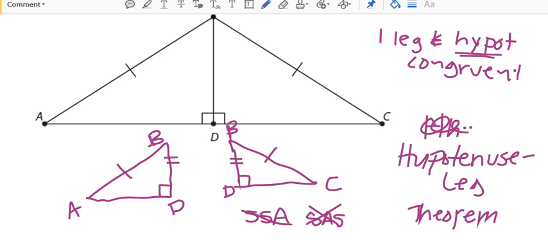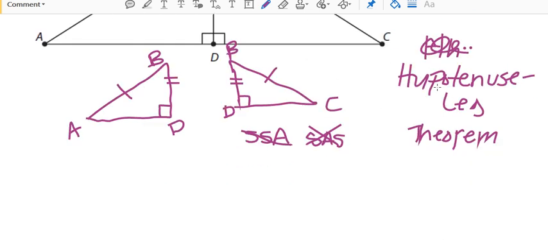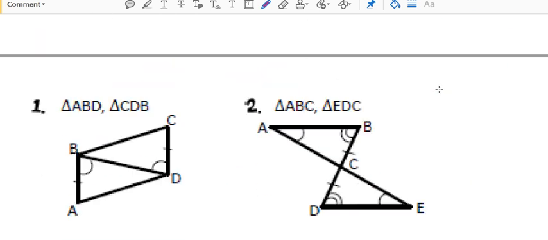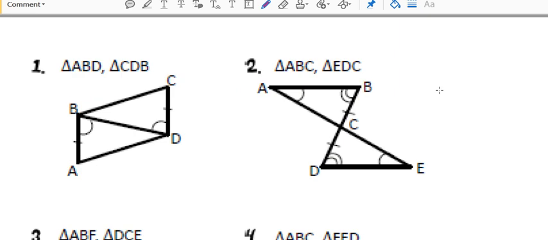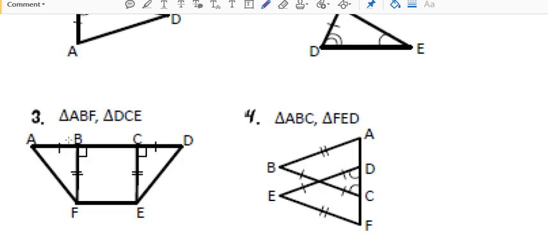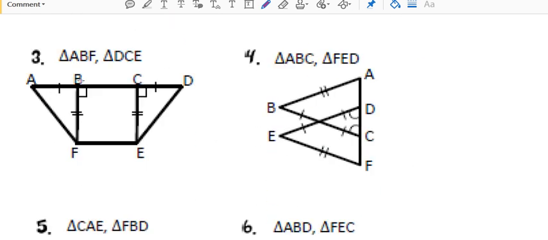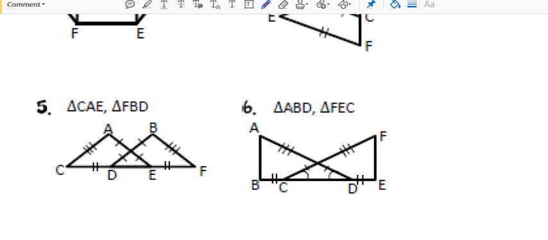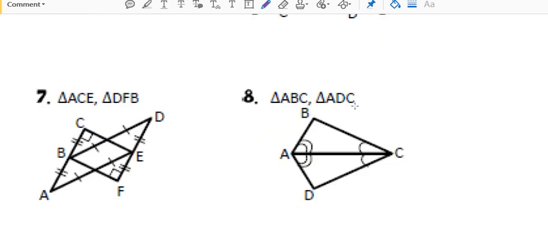So the last thing that's going to go with our notes today are these 8 examples right here. What you're going to do here is try to prove for each one of these whether ABD is congruent to CBD or ABC. Again, these are all examples of which ones you're trying to prove based on different theorems.